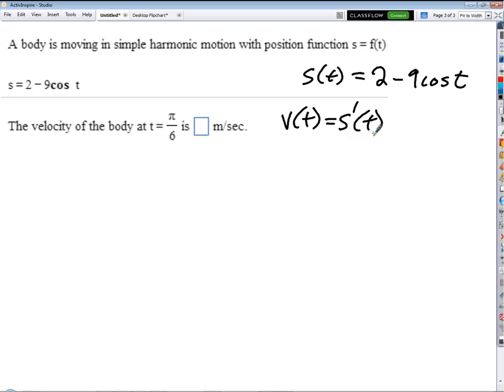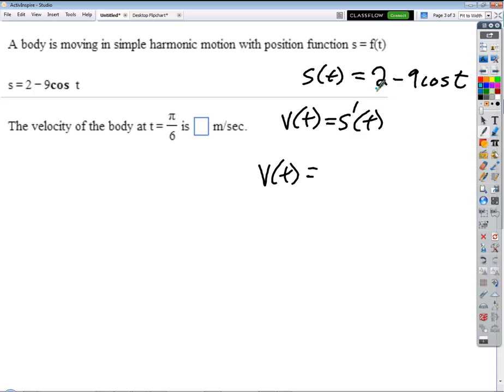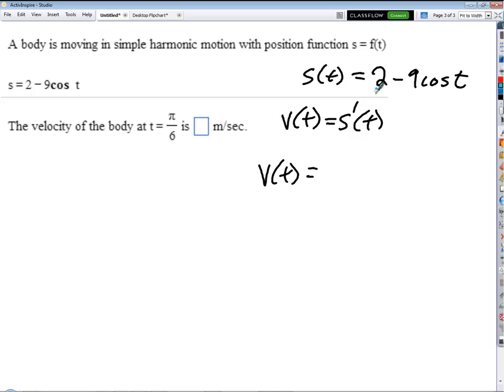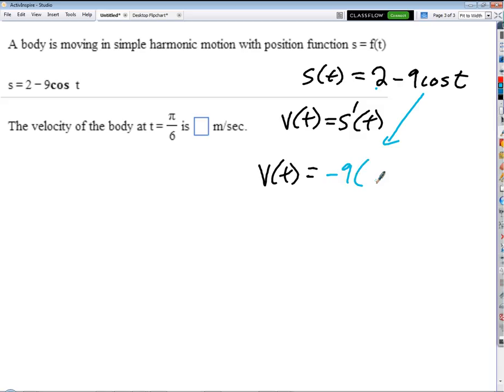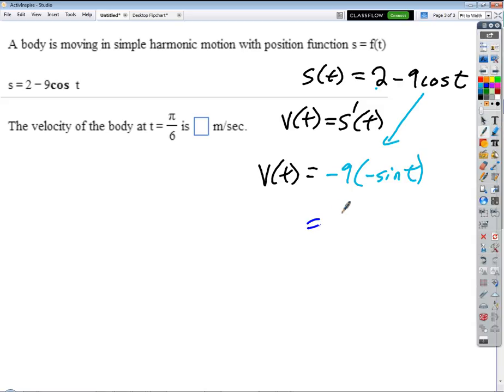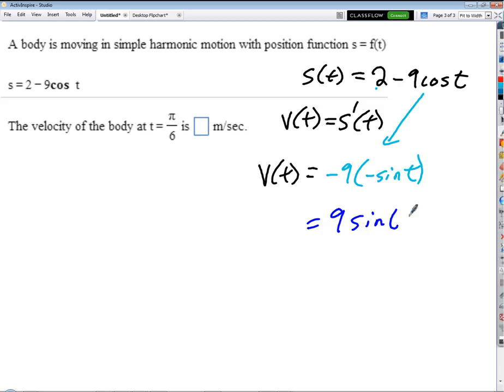Okay, so to get the velocity function here, all we have to do is differentiate that, right? So what are we going to get when we differentiate? What's the first term give us? Zero, right? Derivative of a constant is always zero. Second term? We're going to get a negative 9 times the derivative of cosine t, which is a negative sine. So our final answer is positive 9 sine t. Good. That's not what they're asking though, is it?